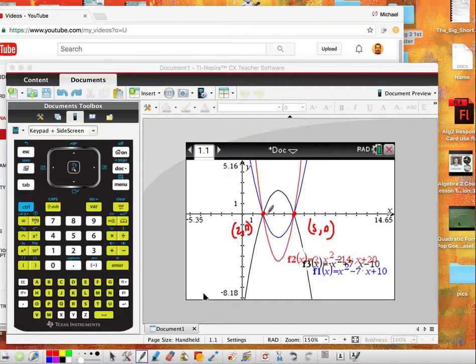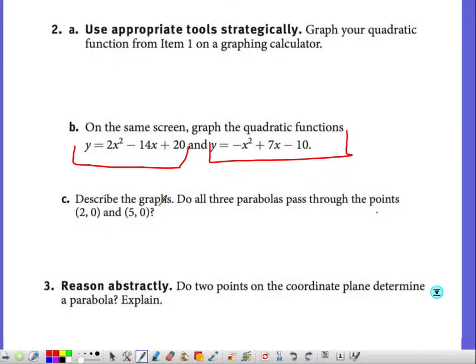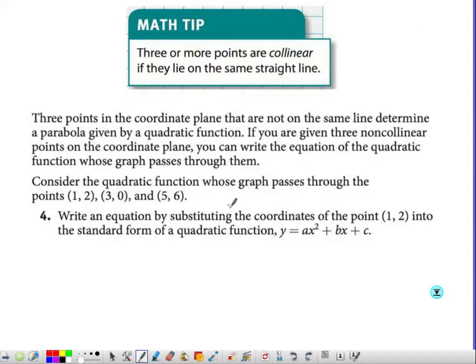So going back to the original question, do 2 points determine a parabola? Can only one parabola go through those 2 points? No. As you can see, we have 1, 2, and 3 parabolas already going through those 2 points. And so that answers that question. Do 2 points on the coordinate plane determine a parabola? No. And you may want to provide an explanation.